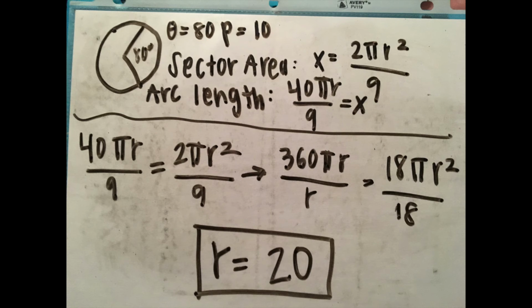I cross multiplied to get 360 pi r is equal to 18 pi r squared. Then on the left side, I divided by r, and on the right side, I divided by 18 pi. It's only written as 18 on the screen, and I meant 18 pi. So I divided by 18 pi so I could get r isolated. When I did that, I got the radius to equal 20.